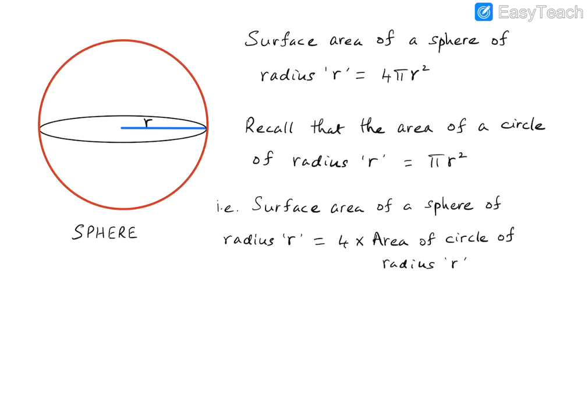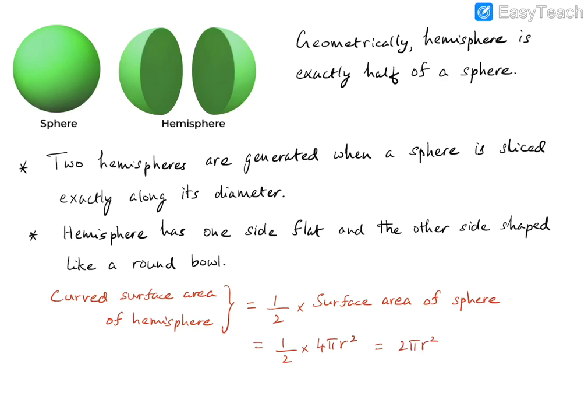Again, it's basically like computing the total area on the surface of the ball. The sphere is the shape of a ball, and if you want to calculate the total area on the outer surface of the ball, that is what is called the surface area of the sphere. And we see that the surface area of a sphere is 4 times the area of a circle of the same radius. Okay, now let us look at the next shape, which is a hemisphere.